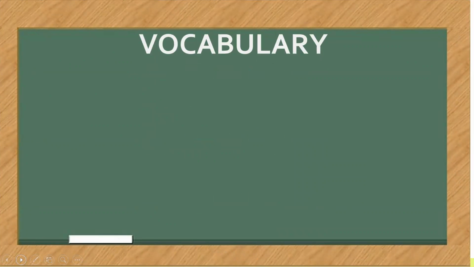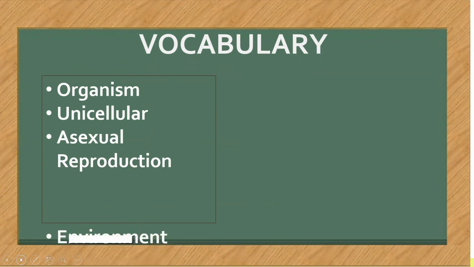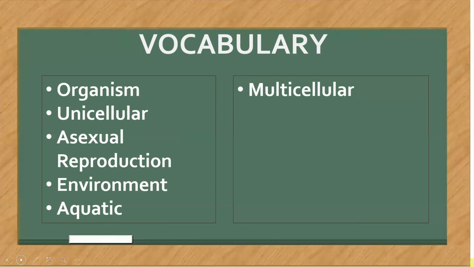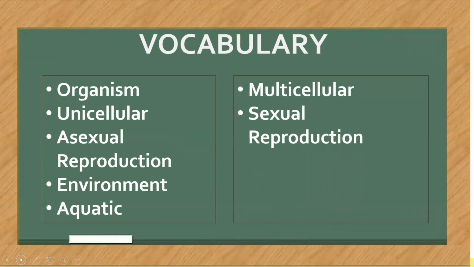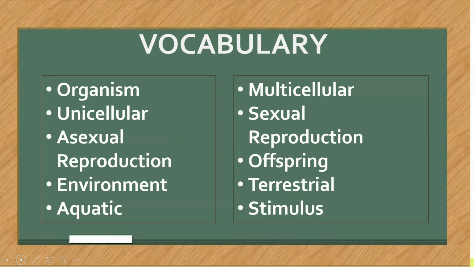Let's see what our vocabulary for today. Organism, unicellular, asexual reproduction. Environment, aquatic. Multicellular, sexual reproduction. Offspring, terrestrial, stimulus.